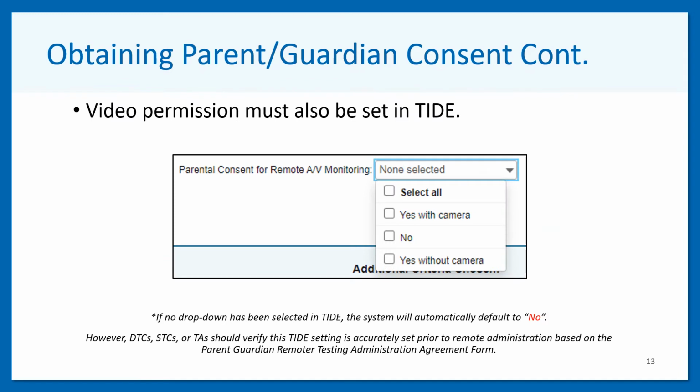If the parent has granted permission for their child to have video or audio enabled during remote testing, the DTC, STC, or TA will need to indicate the preferences within TIDE. Similar to the remote test setting, if no drop-down has been selected in TIDE, the system will automatically default to no video or audio enabled. However, DTCs, STCs, or TAs should verify this TIDE setting is accurately set prior to remote administration based on the information contained in the Parent-Guardian Remote Testing Administration Agreement form.